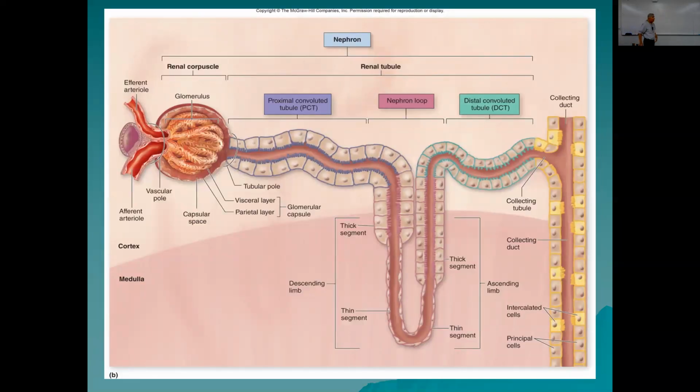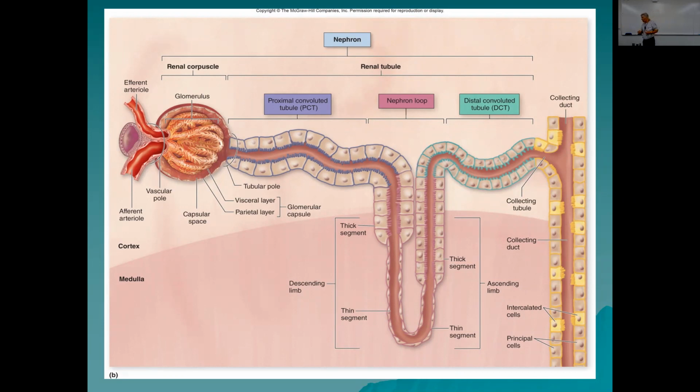Here is the nephron stretched out, not anatomically. It's just stretched out to show you different parts. On the left is the renal corpuscle. As you can see, afferent and efferent arterioles of the glomerulus, and that's the capsular space. It's a space within the glomerulus where filtrate first forms.